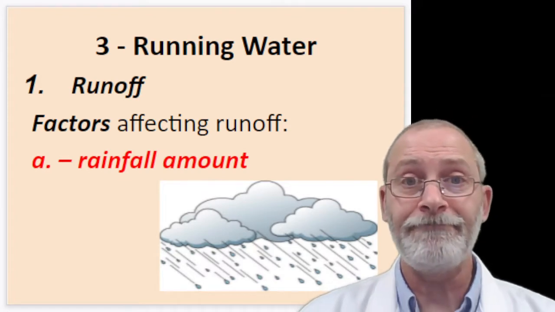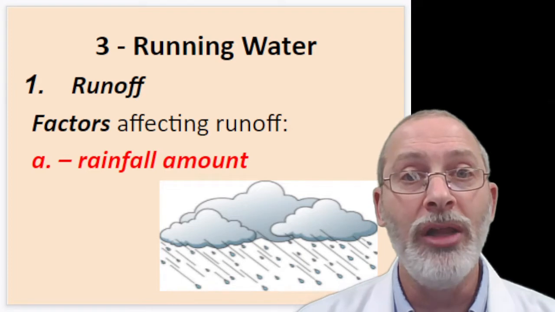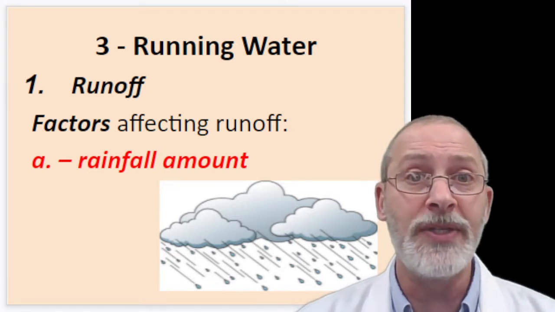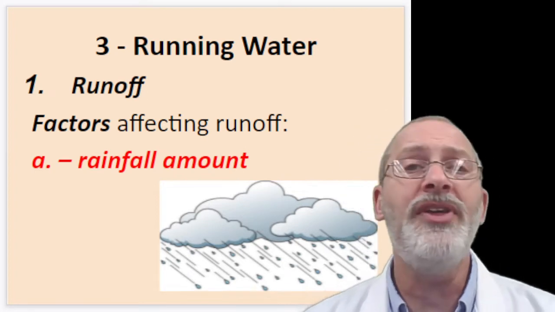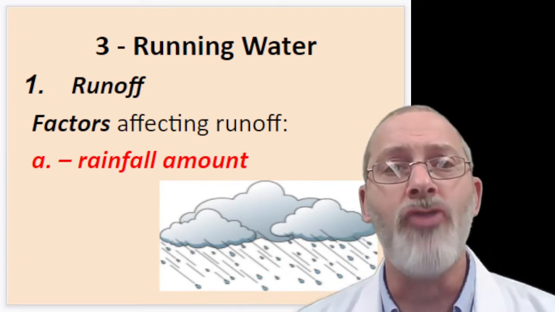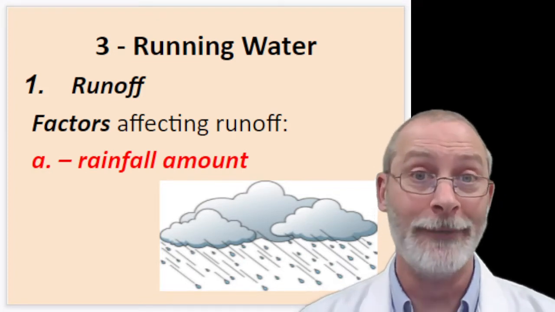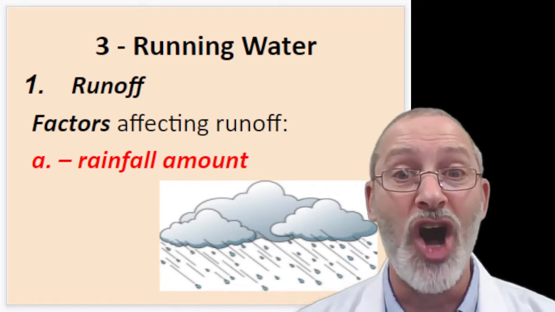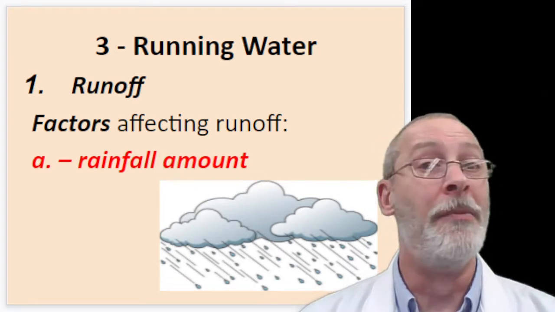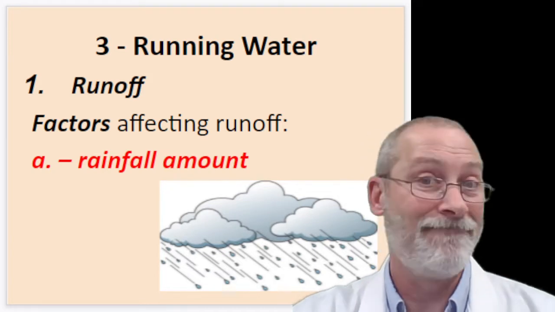Number one, or in our notes, letter A, the rainfall amount, how much it rains. You tell me, what do you think is going to produce more runoff? A little drizzle or a torrential downpour? Yeah, torrential downpour. The greater the volume of rain, the more it's going to flow over the surface.